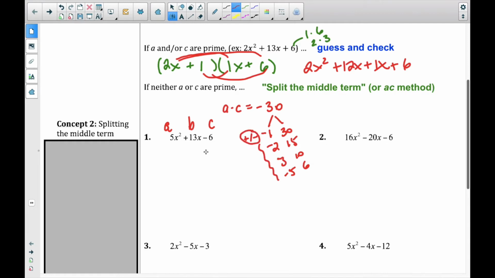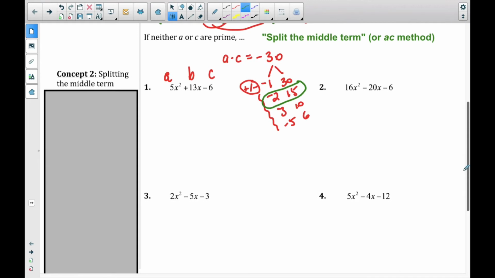What I'm looking for is very similar to what I was looking for before, and what I'm looking for is what adds up to 13, positive 13. So look at my list, which one of these would add up to a positive 13? Well, negative 2 and positive 15. So here's what I'm going to do. This is where we split the middle term, as I'm going to go to that 13 and I'm going to split it up. So I'm going to rewrite number 1, starting with 5x squared.